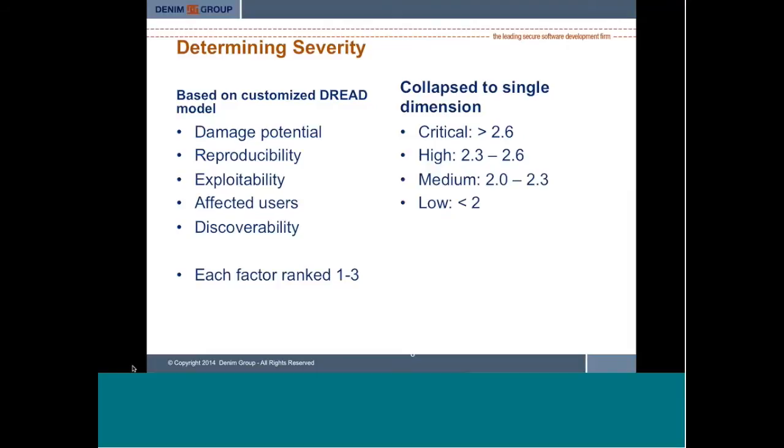Each of those factors gets ranked 1 to 3. Those get averaged, and that gets collapsed out to a single dimension, with criticals being those above 2.6, high being between 2.3 and 2.6, medium between 2.0 and 2.3, and then lows being those below 2. And so the idea with the assessment is to look at the severity of the vulnerabilities in a multidimensional way, but then be able to roll that up so that we can characterize it along a single dimension.